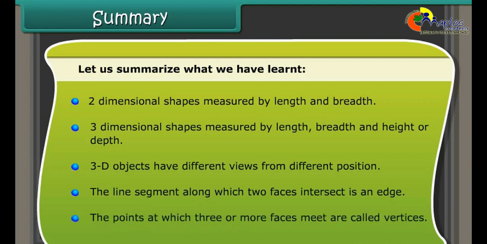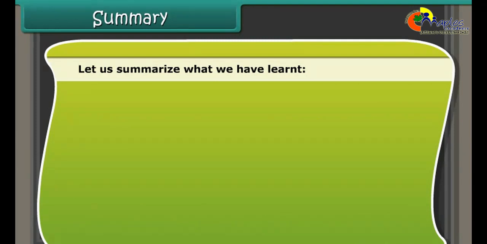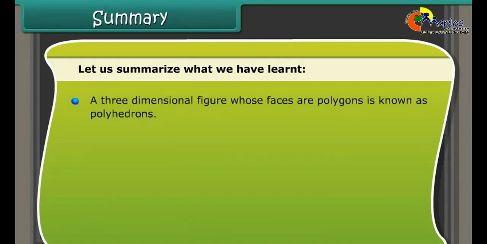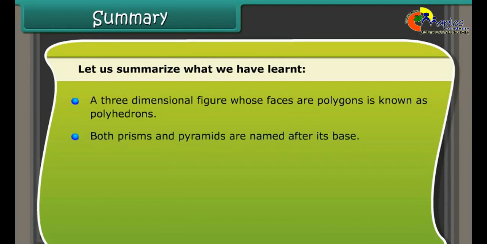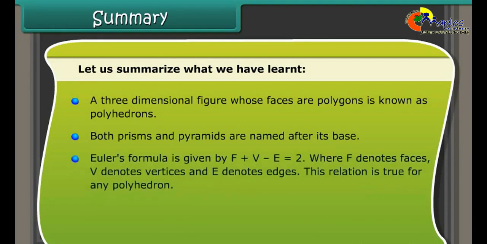The points at which 3 or more faces meet are called vertices. A 3-dimensional figure whose faces are polygons is known as polyhedron. Both prisms and pyramids are named after their bases. Euler's formula is given by F plus V minus E is equal to 2, where F denotes faces, V denotes vertices, and E denotes edges. This relation is true for any polyhedron.